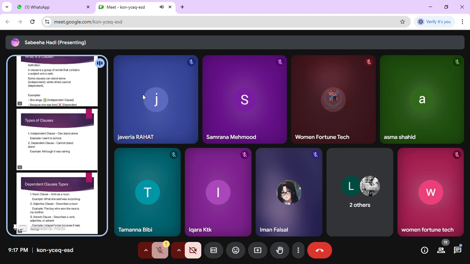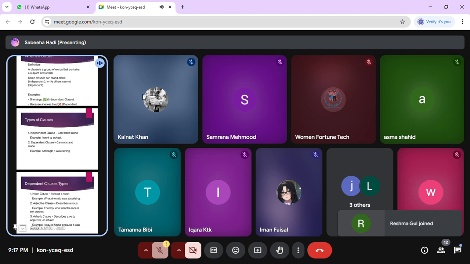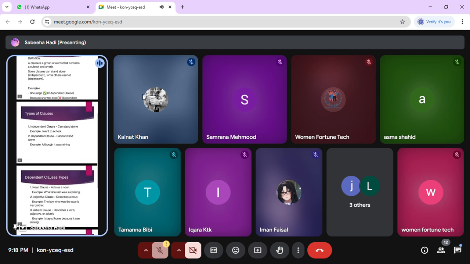Now, types of clause. There are two types of clause. The first one is independent clause. Independent clause can stand alone. It cannot depend on another clause or another sentence. It can stand alone and give us a complete meaning and complete sense. For example, I went to school. Here, I is a subject and went is a verb. So this sentence gives us a complete meaning, because it is an independent clause.